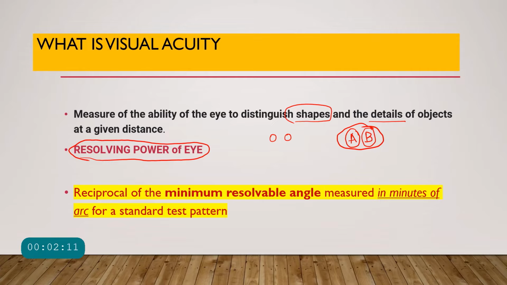To give a proper definition, visual acuity is actually the reciprocal of the minimum resolvable angle measured in minutes of arc for a standard test pattern. So I told you what is meant by the visual angle. For a very minimum amount of visual angle, we will be able to resolve, and that is called the minimum resolvable angle. The reciprocal of that minimum resolvable angle, with units of minutes of arc, will give you what is meant by visual acuity.